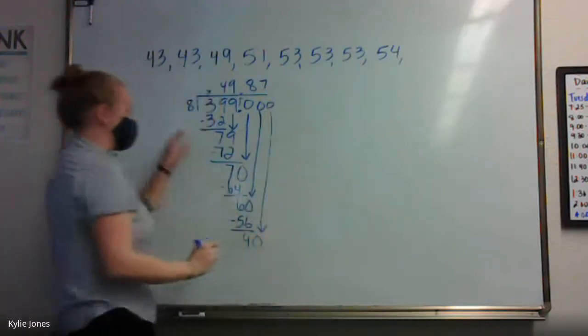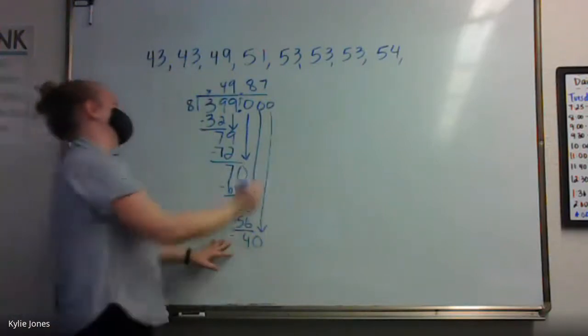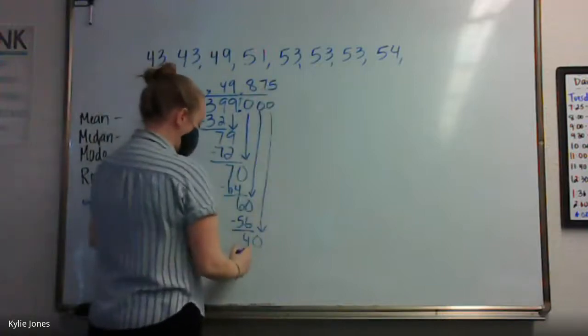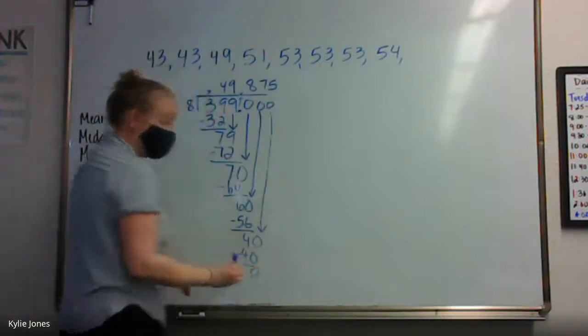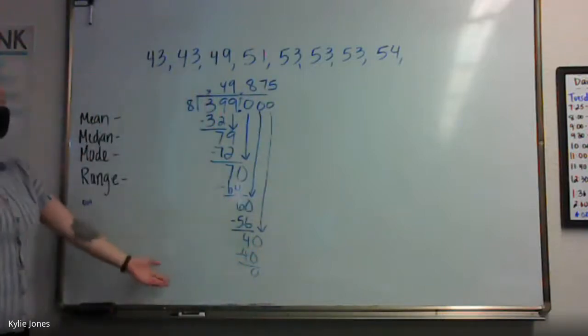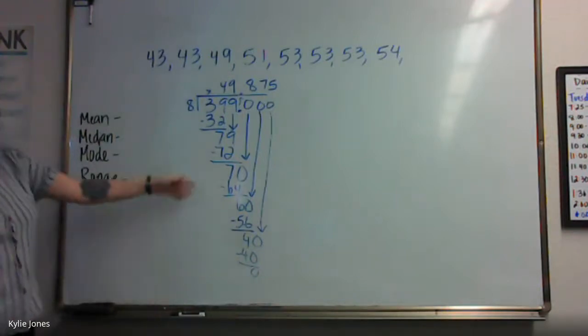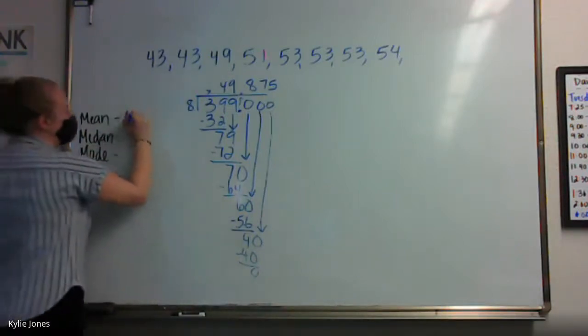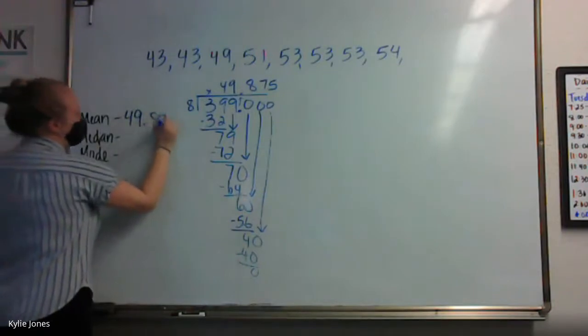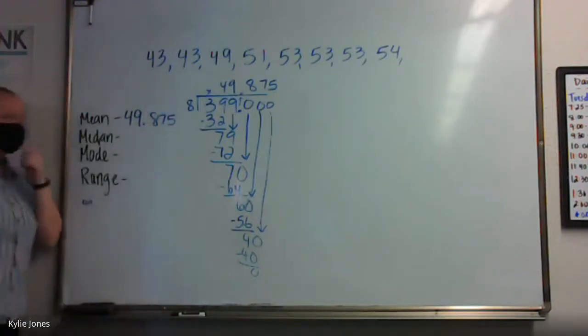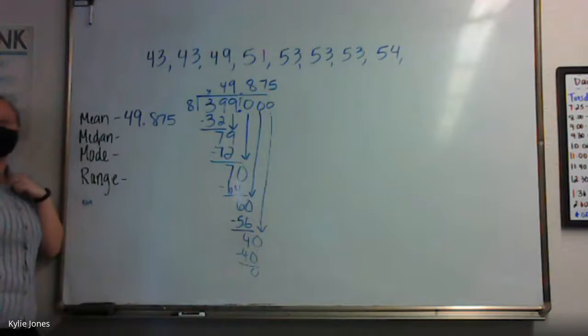Does 8 go into 40? Yeah, 5 times. This is a longer decimal, but it does eventually end, right? You end with your 0 down at the bottom and you're good. So our mean is 49 and 875 thousandths. Okay?